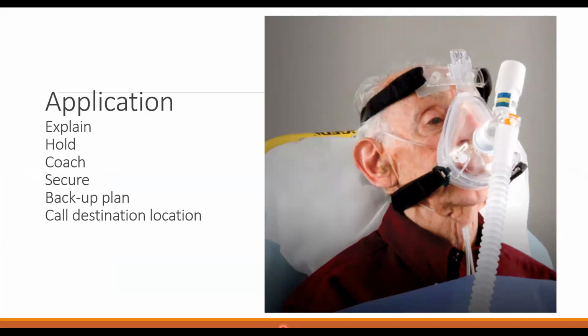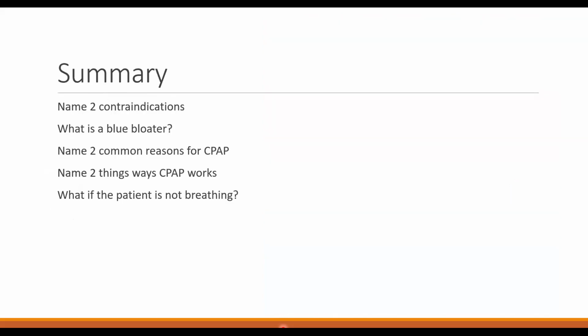Once they're calm with it and you've had them hold it for a little bit, then you can secure it. And always have a backup plan. If this fails, if they go unresponsive, there's always BVM. If they're not able to handle this because it causes too much anxiety, you can go with a non-rebreather mask. Always have a backup plan. And you need to call wherever you're taking this patient so they know that they have a CPAP on the way. So then they have to get their CPAP delivery devices ready.